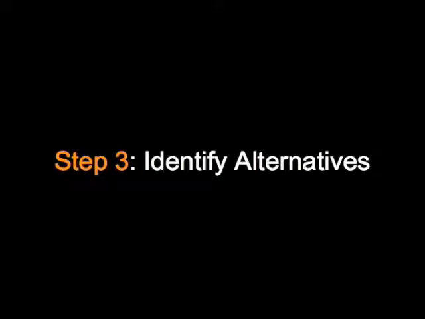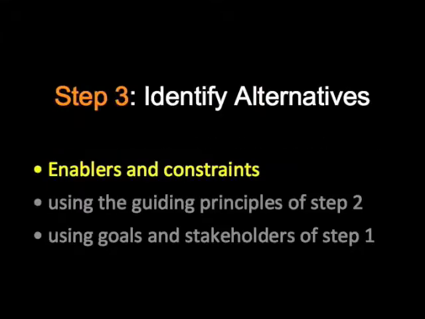Step 3 asks participants to formulate two different alternatives that would address the primary issue identified in Step 1. Along with developing two alternatives, learners describe the enablers and constraints associated with each of their two proposed solutions. Learners analyze their alternatives using the guiding principles identified in Step 2 and the goals and stakeholders identified in Step 1. This step encourages learners to think of new and creative ideas that might address the primary issue.